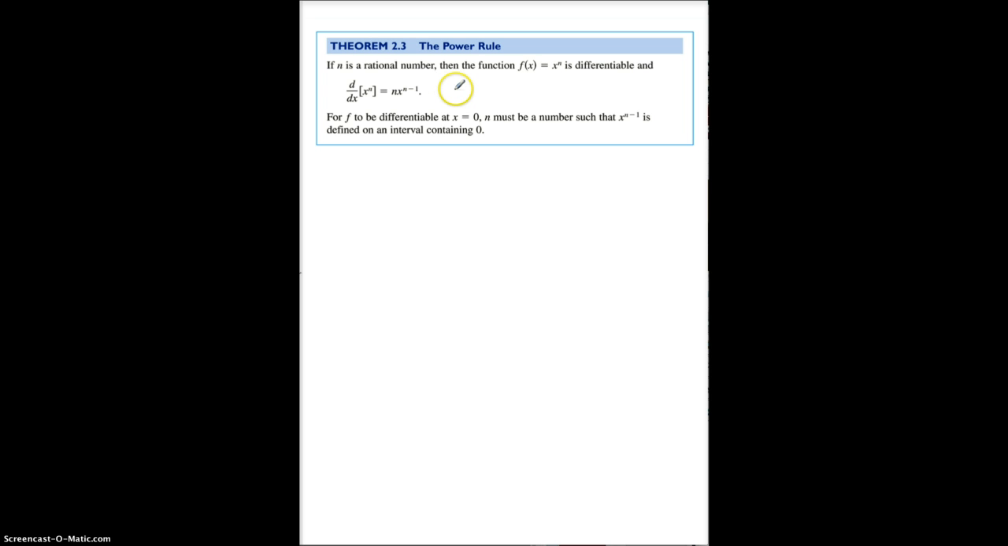Now let's look at the power rule. If n is a rational number, then the function f of x equals x to the n is differentiable, and d/dx of x to the n is equal to n times x to the n minus 1. All right, let's do this.